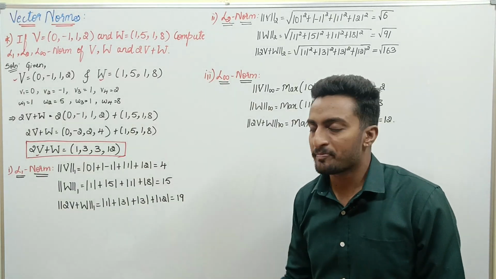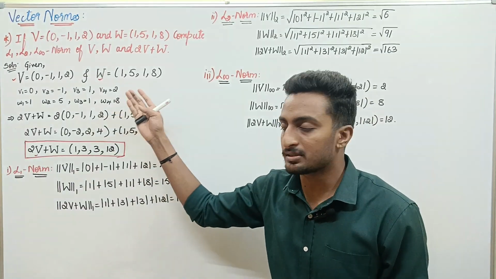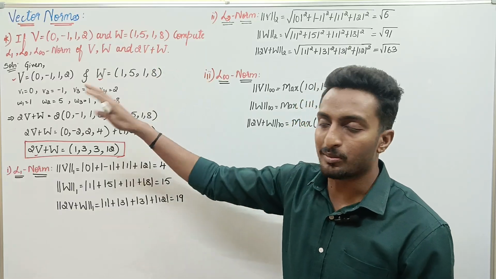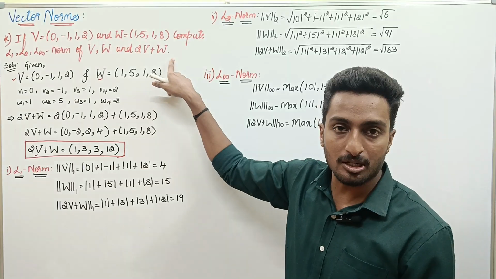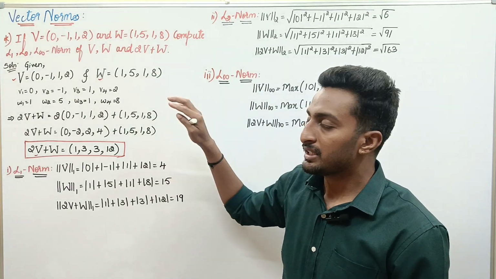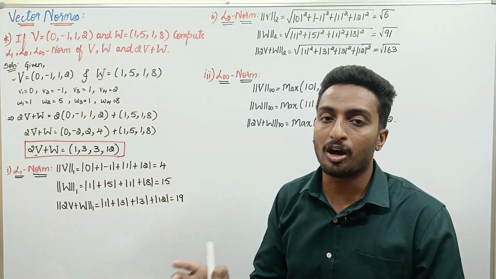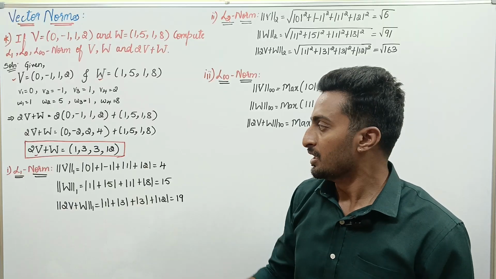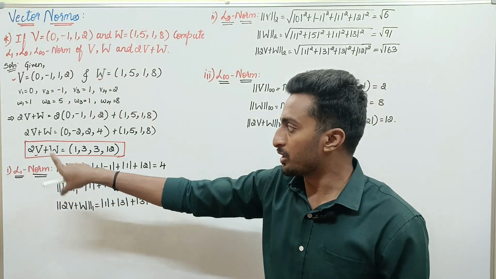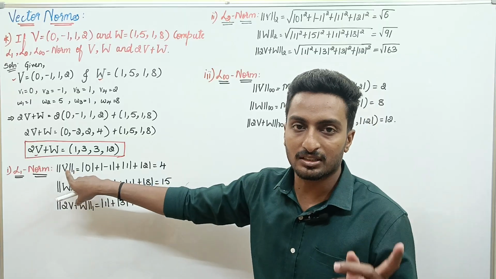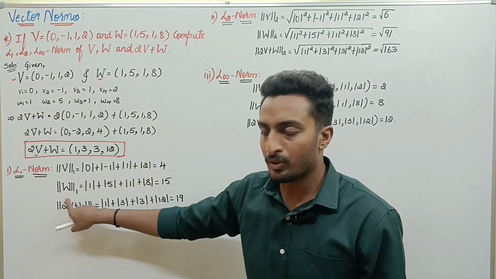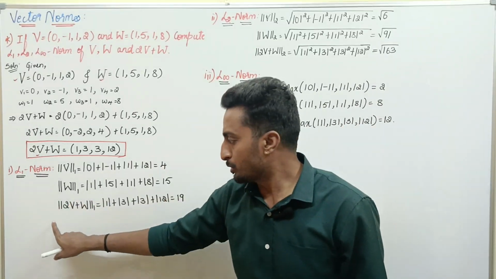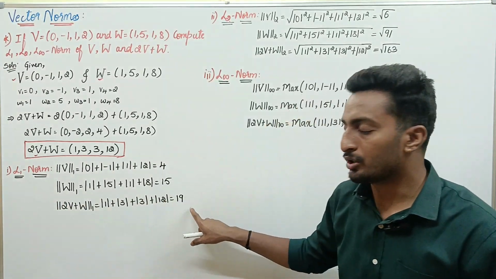First, let us take a recap. Represent the given set of vectors V1, V2, V3, V4, W1, W2, W3, W4, and they have asked to find 2V plus W. Then let us represent the L1 norm, L2 norm and L infinity norm. First, the L1 norm: norm V1, you get 4. Norm W1, you get 15. Norm 2V plus W1 is equal to 19.